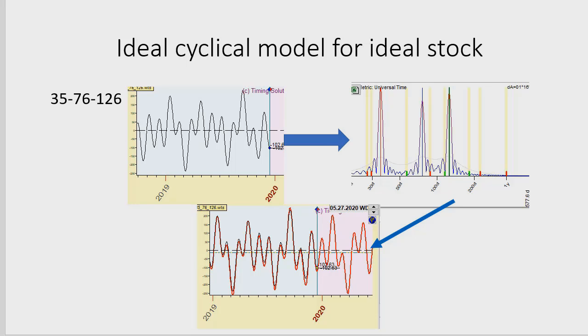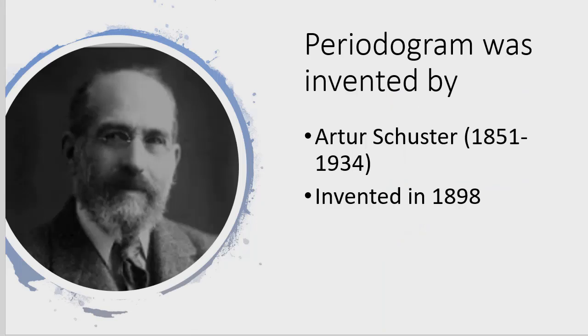One more thing I want to mention. The period diagram was invented by the British physicist, scientist Arthur Schuster. He was a Germany-born guy. He invented the period diagram in 1898. And you see, I promised to explain this subject in 30 seconds, but it took almost 6 minutes. When we studied this subject in university, it took several months.